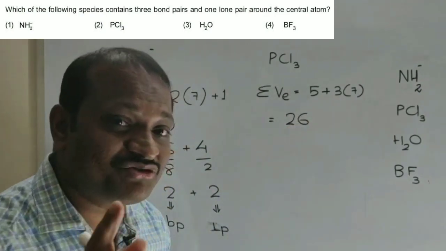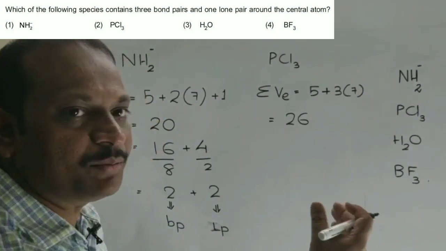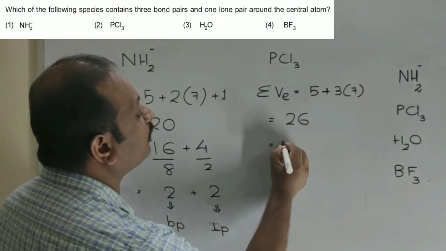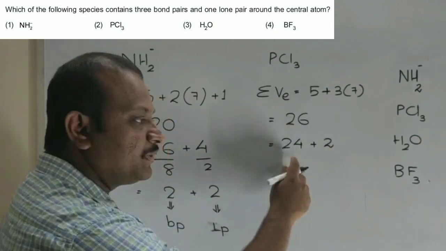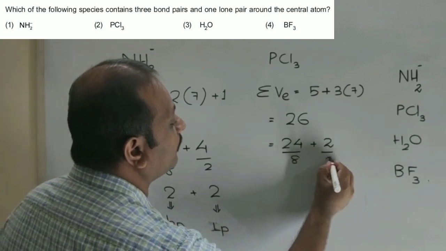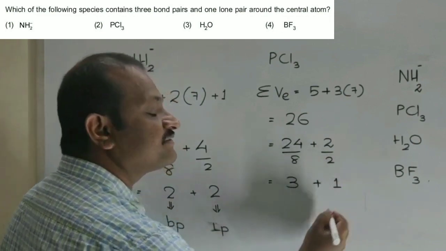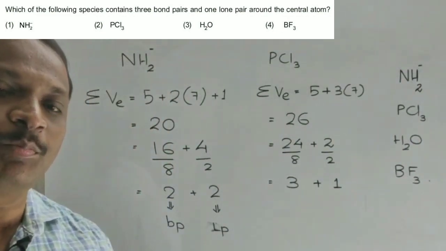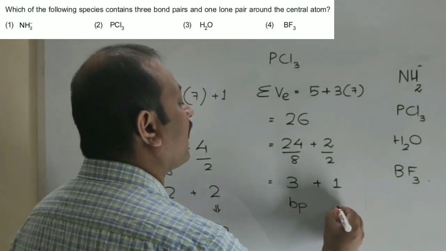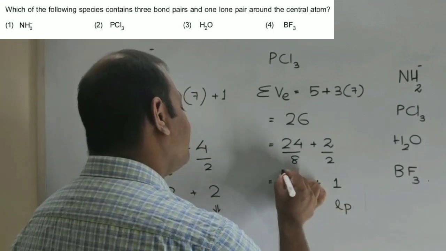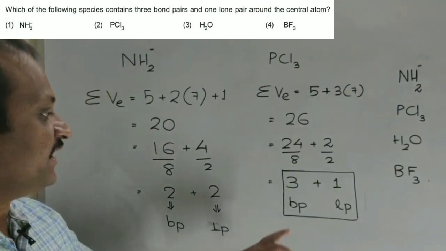Now we need to split this number again, as I said earlier. Take out the highest multiple of 8 from this digit, so you get 24, plus remainder 2. Divide the first number by 8 and the second number by 2. What do you get here? You get 3 as the first and 1 as the second. Means we have 3 bond pairs and 1 lone pair. So what is the total number of lone pairs and bond pairs present? In this case, it's 3 and 1.